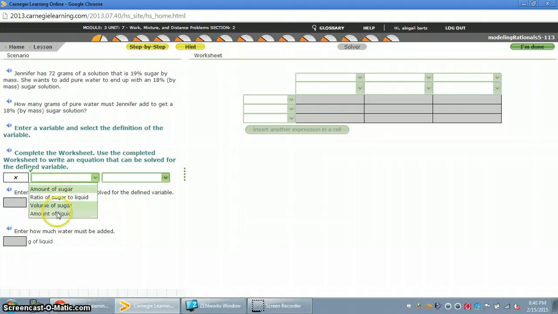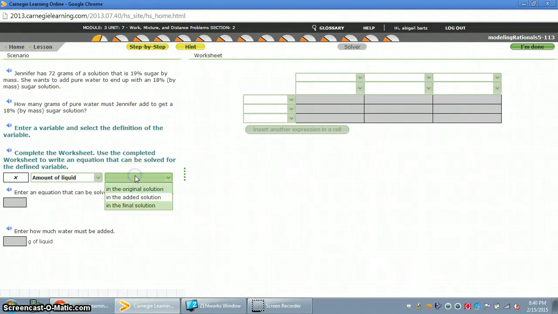So the amount of, well, which one are we trying to figure out? Amount of sugar, amount of volume, or amount of liquid? And so then you get to start clicking through, and if you know, water is liquid, and then it's going to ask, well, where? In the final solution? In the whole solution? Well, we want to know how much is added.